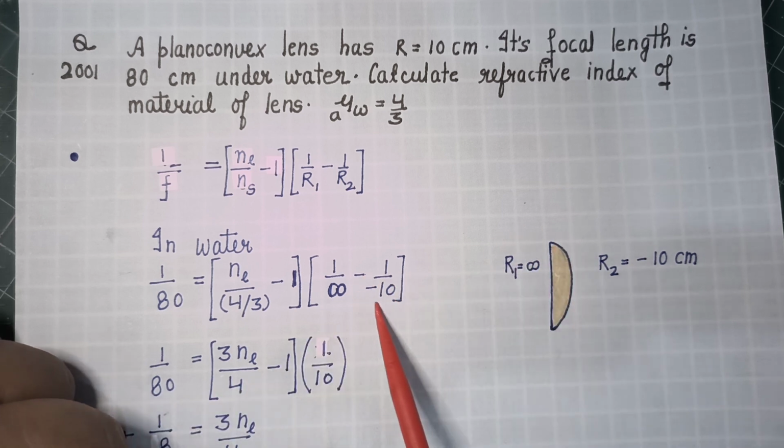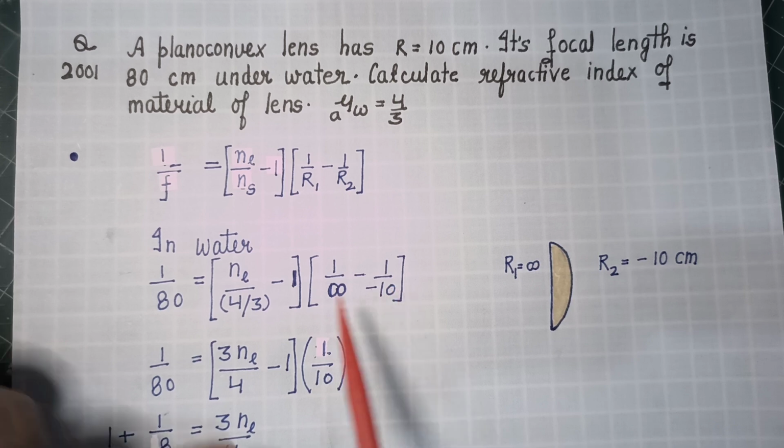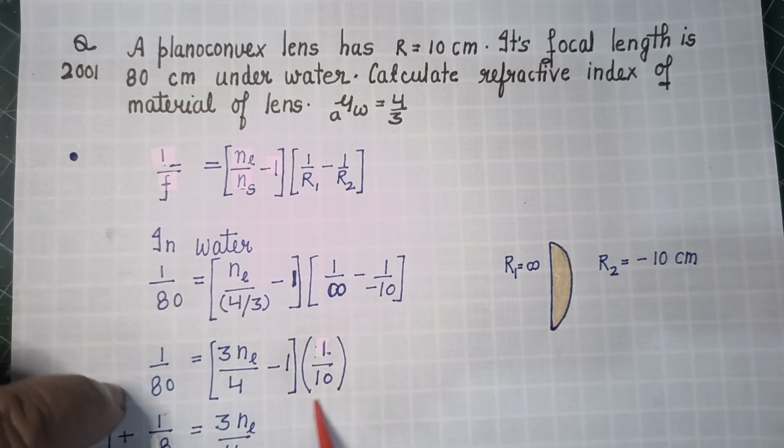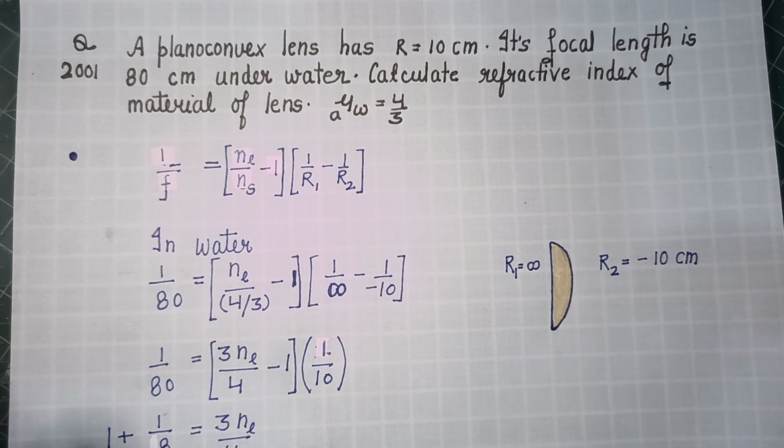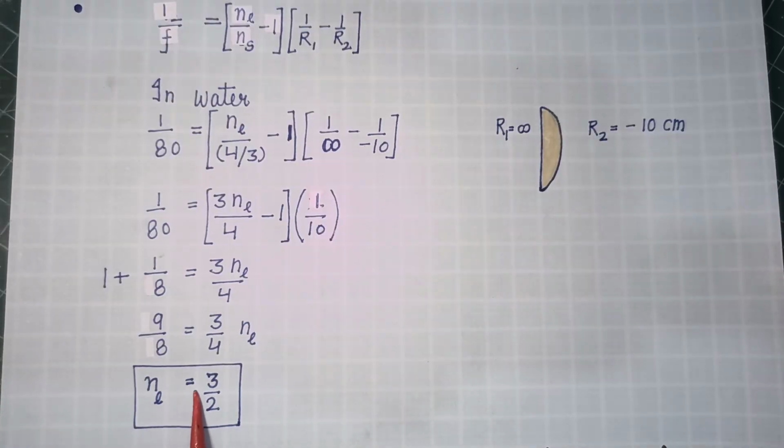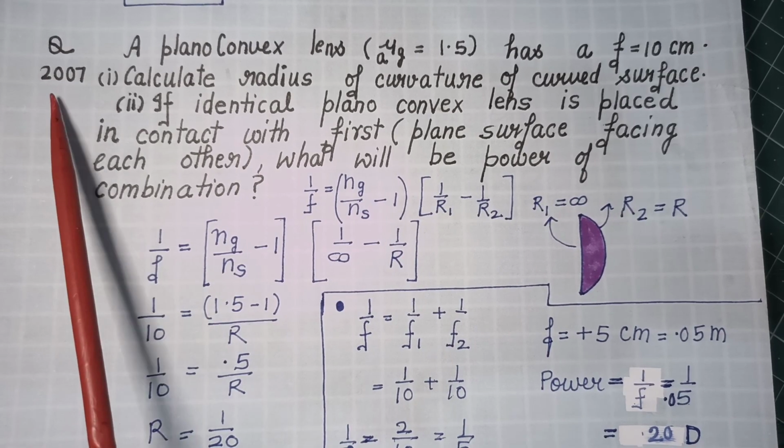Therefore, the radius of curvature is -10. Simple calculation, and you will get refractive index of lens equal to 3/2. Now this is a question from 2007.